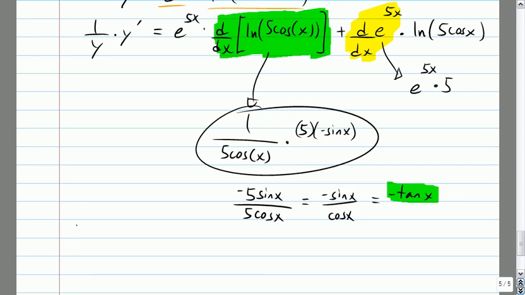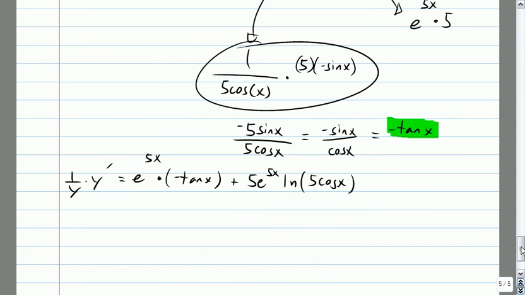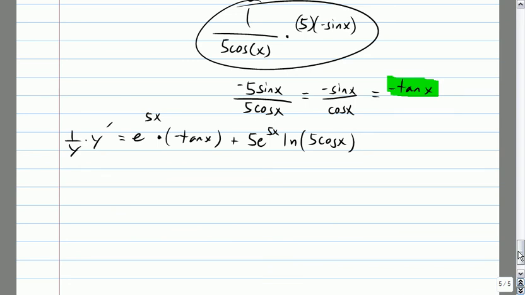Alright, so let's see, we got 1 over y times y prime equals e to the 5x times negative tangent x plus 5e to the 5x times the natural log of 5 cosine x. Almost done. Do what to both sides? Multiply by y. Yes. y prime equals the right-hand side multiplied by y.